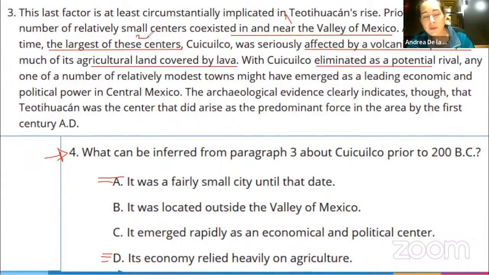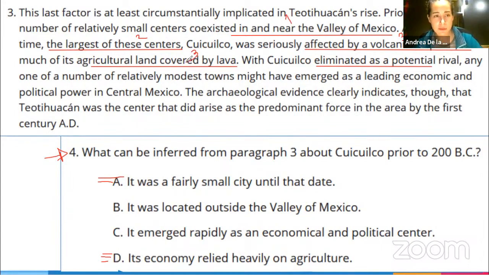Now, what happens with Cuicuilco? Being one of the largest of those centers, we know that it was seriously affected by a volcanic eruption with much of its agricultural land covered by that. So there was a volcanic eruption that seriously affected Cuicuilco, and their agricultural land was damaged, right? It was covered with the land. So that is a third piece of information we have.